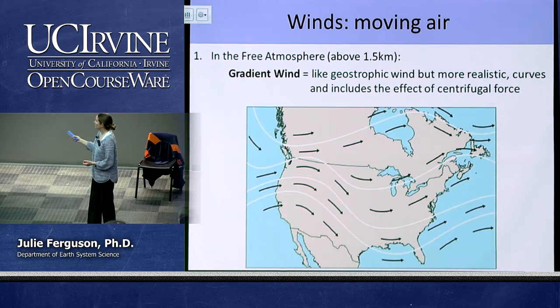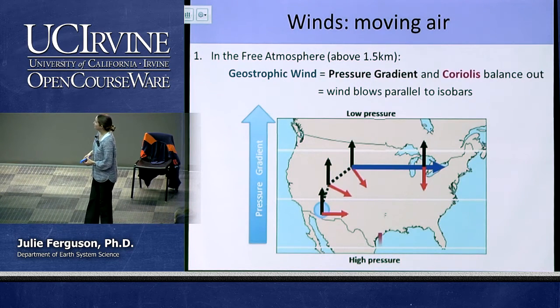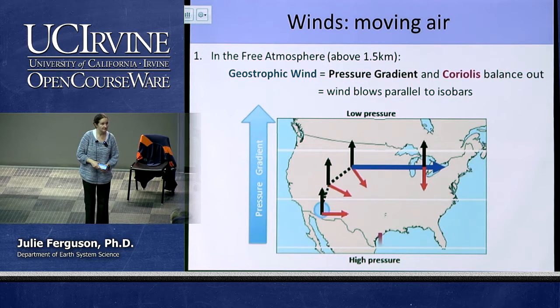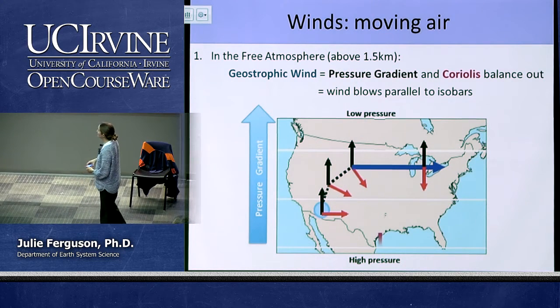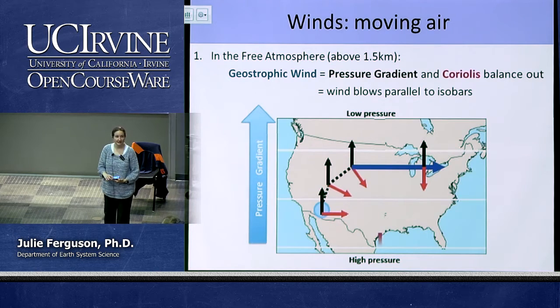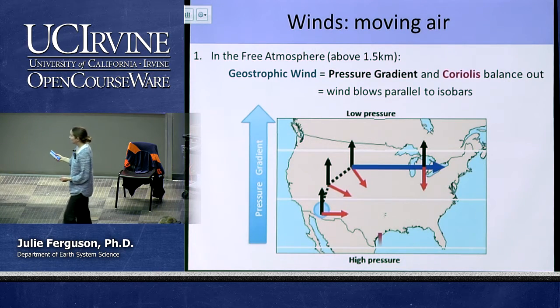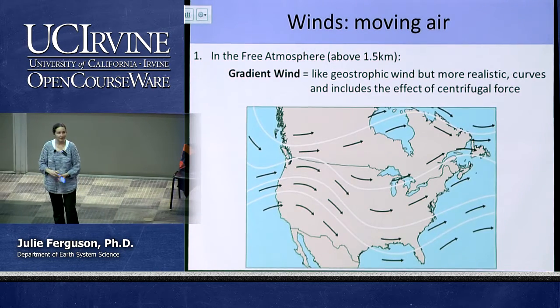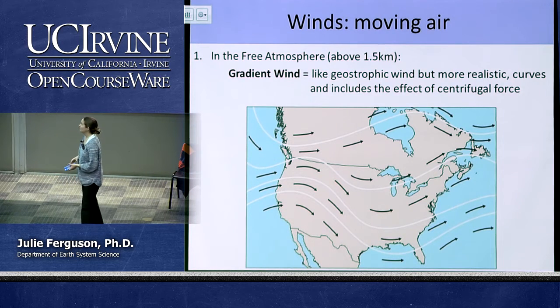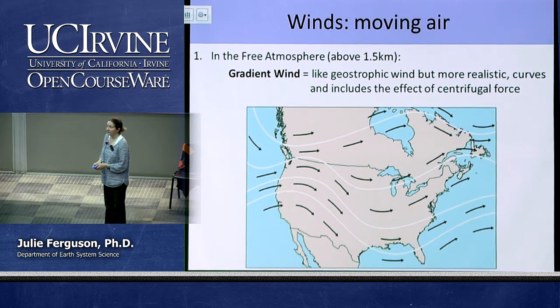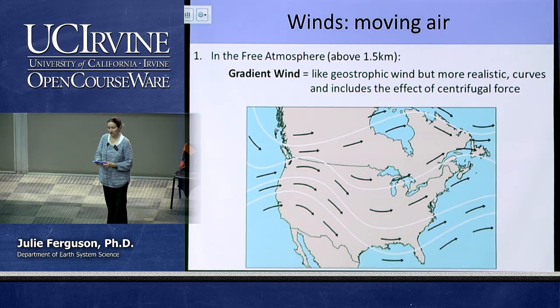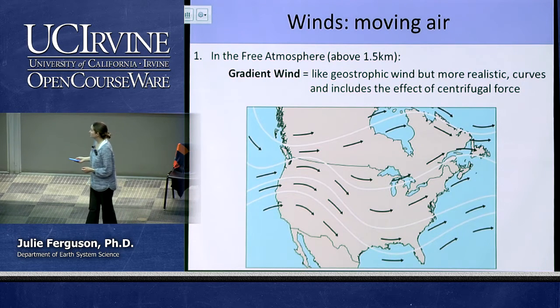So the last one, the ones I talked about there, these are called geostrophic winds, okay, where the pressure gradient force and Coriolis force balance out. Slightly more realistic are these gradient winds, and this includes the effect of centrifugal force, okay? But that's really as far as we're going to go with that concept.